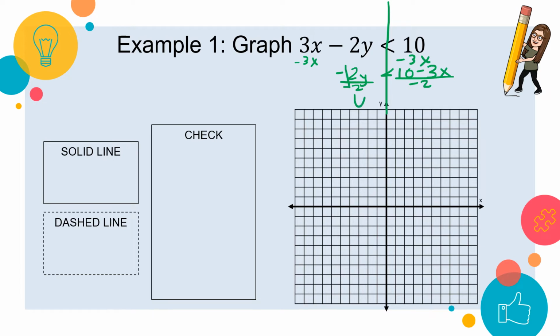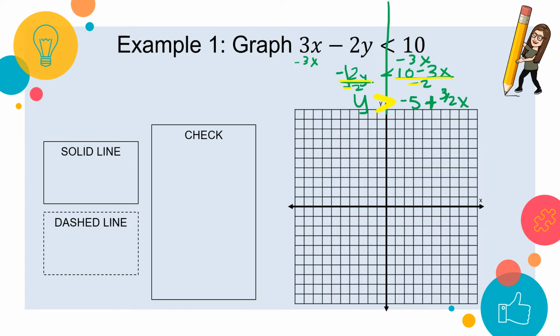Now, I've isolated y, but I just divided by a negative, so I need to flip my sign. There's that special rule happening right away. 10 divided by negative 2, negative 5. Negative divided by negative is positive, right? All of this is still true. It was just that flip that we need to bring back and remember. So let's graph that line.